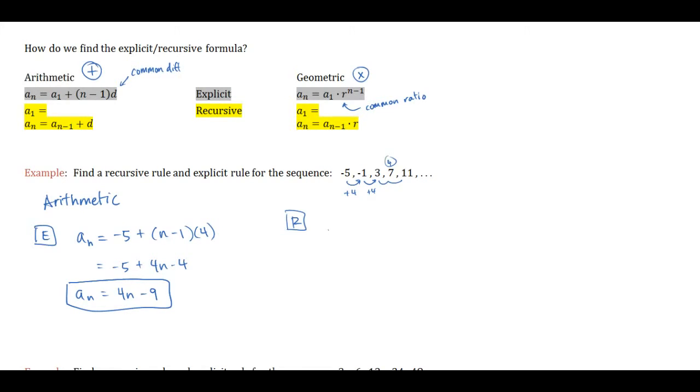Recursive, you just literally go a1 equals negative 5, and then you say the next term is the term in front of it, plus whatever they're adding. In this case, plus 4. Done. There's our equation for recursive.